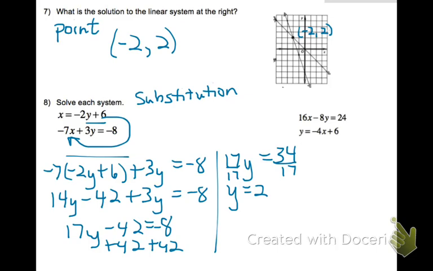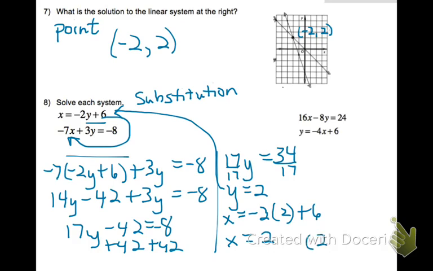Now I need to find out what x is, so I'm going to plug this into that first equation. So x equals -2 times 2 plus 6. x equals -4 plus 6, or 2. So these cross at the point (2, 2).